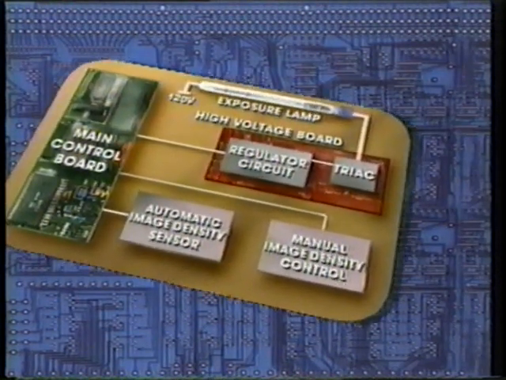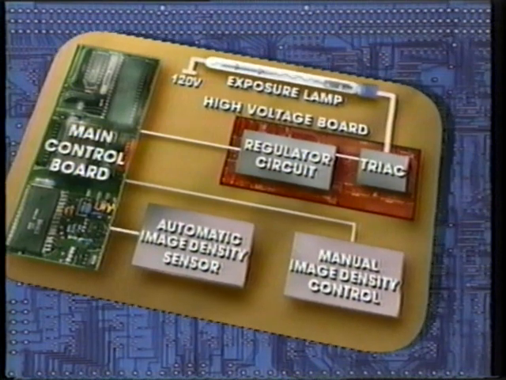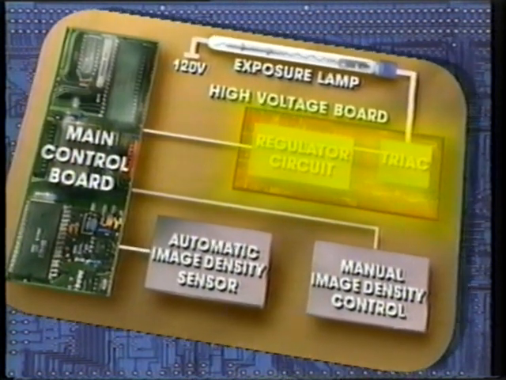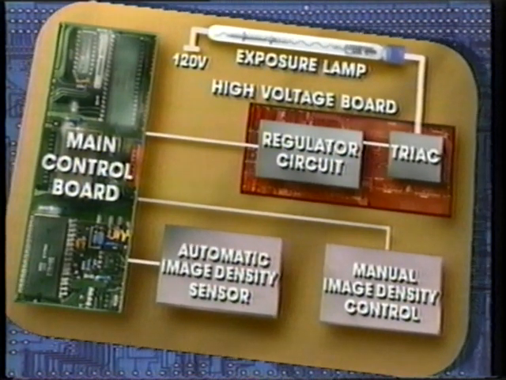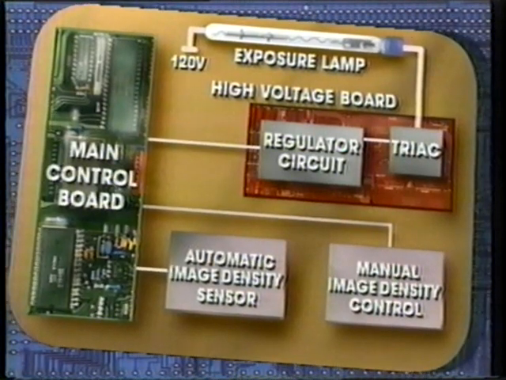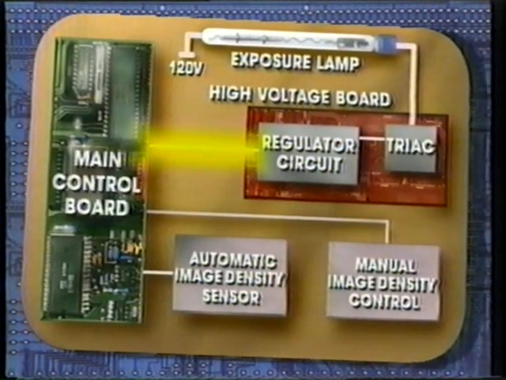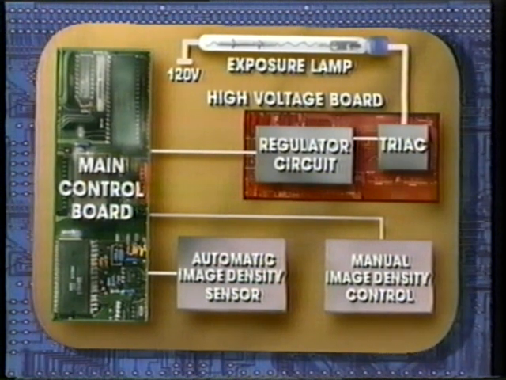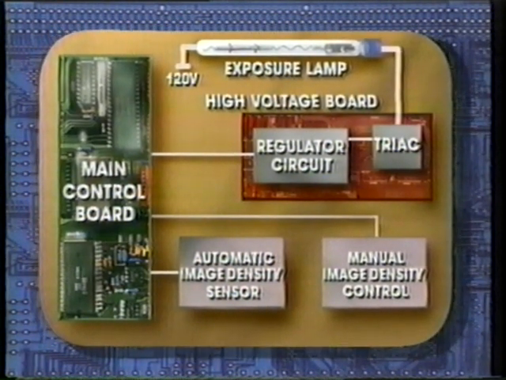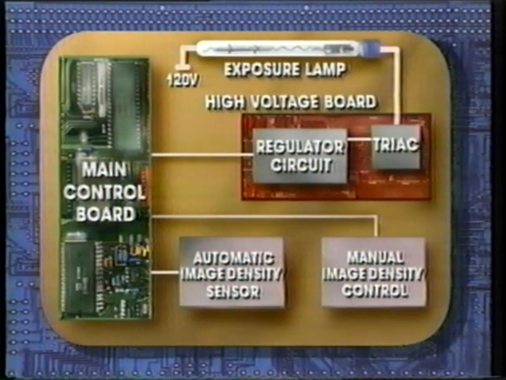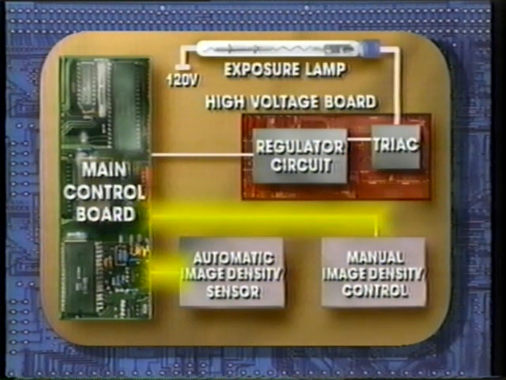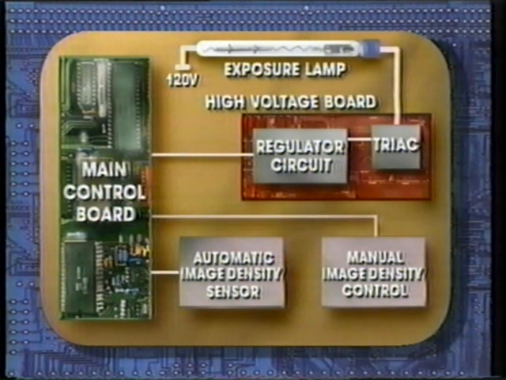The circuit for the exposure lamp usually involves a dedicated circuit board for high voltage control elements. To switch the lamp on, the main board triggers a regulator circuit on the high voltage board. Image density information, whether from an automatic sensor or manual control, is sent to the main board, which then passes a control signal to the regulator circuit. This circuit adjusts lamp voltage to the appropriate level, and a triac switches the voltage to the exposure lamp.